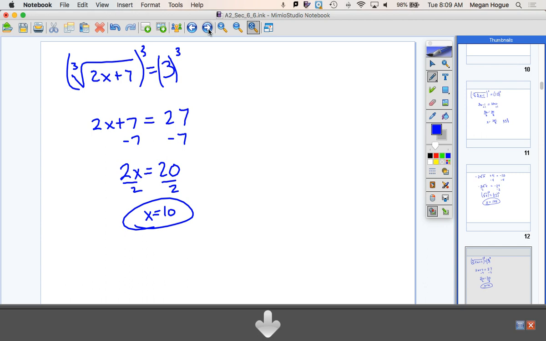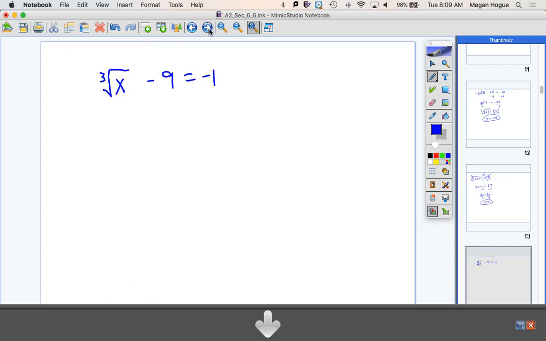So hopefully these don't seem too bad today. Let's try this one. Cube root of x minus 9 equals negative 1. Price, what do you want to do first? Add the 9. You gotta get the radical by itself. So we're gonna get the cube root of x equals 8. Chandler, what do you want to do next?